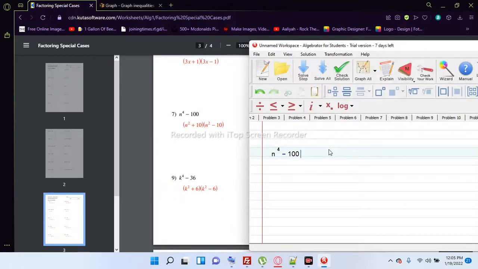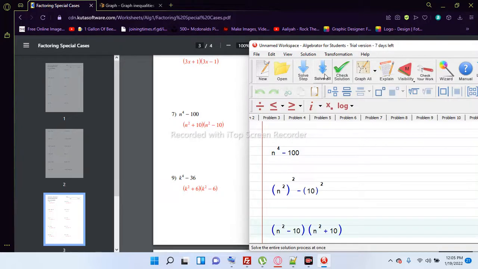Okay? Minus 100. Solve all. And it's still giving it to us backward: n squared minus 10, n squared plus 10. There probably isn't a wrong or right way to put this. But in the question, it says n to the fourth minus 100. You would see this answer on the page: n squared plus 10, n squared minus 10. And you got n squared minus 10, n squared plus 10. You will automatically know which one to get right here. I don't know why it comes out wrong, but we've got to check the next question, and it should come out backward again.